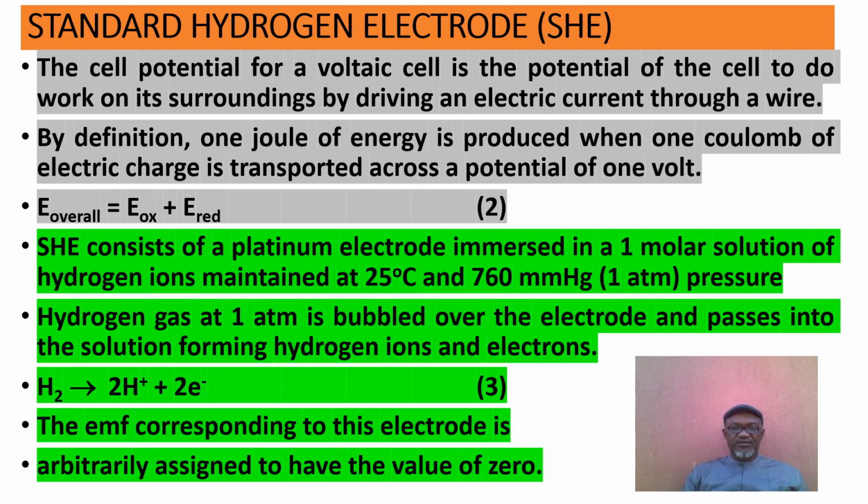Now, SHE consists of a platinum electrode immersed in a 1 molar solution of hydrogen ions, maintained at 25 degrees C and 760 millimeter mercury. That's 1 atmospheric pressure. Hydrogen gas at 1 atmospheric pressure is bubbled over electrode and passes into the solution, forming hydrogen ions and electrons. Look at the half reaction. That's equation 3. It is a half reaction for the hydrogen, standard hydrogen electrode. Now, the EMF corresponding to this electrode, that is equation 3, is arbitrarily assigned a value of 0. So you see why we say it is a reference electrode. The EMF is assigned 0.